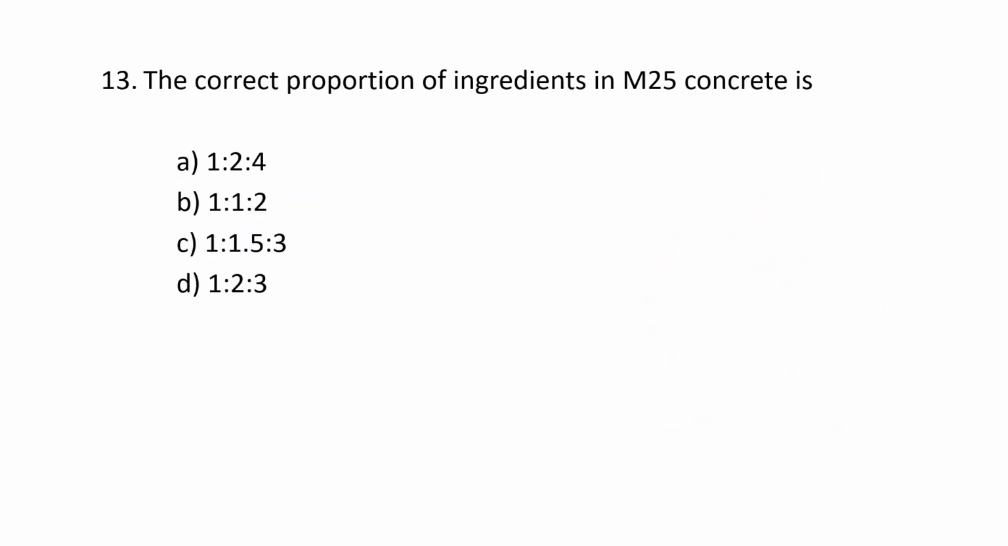Next question: the correct proportion of ingredients in M25 concrete. We know that there are several mixes, that is M5, M7.5, M10, M15, M20, M25, like that. We need to get the mix of M25.